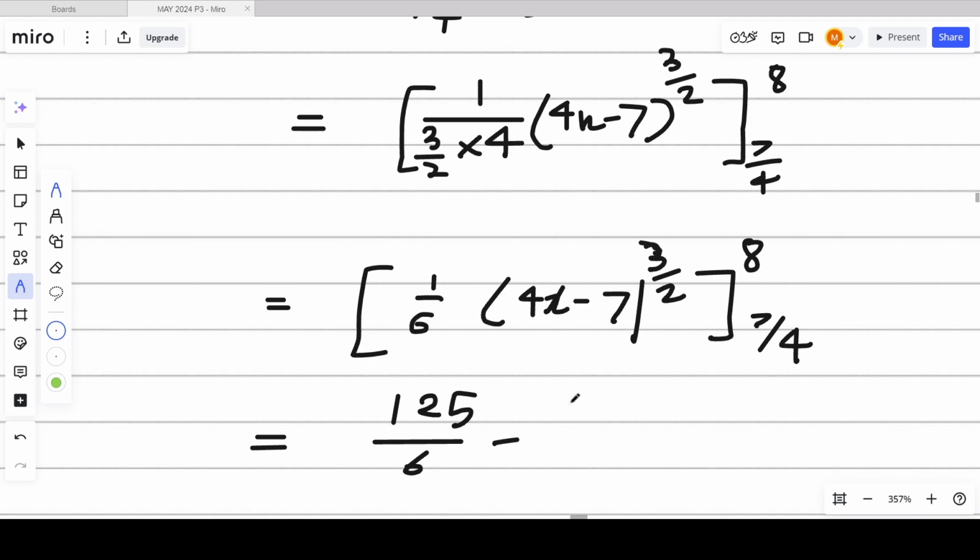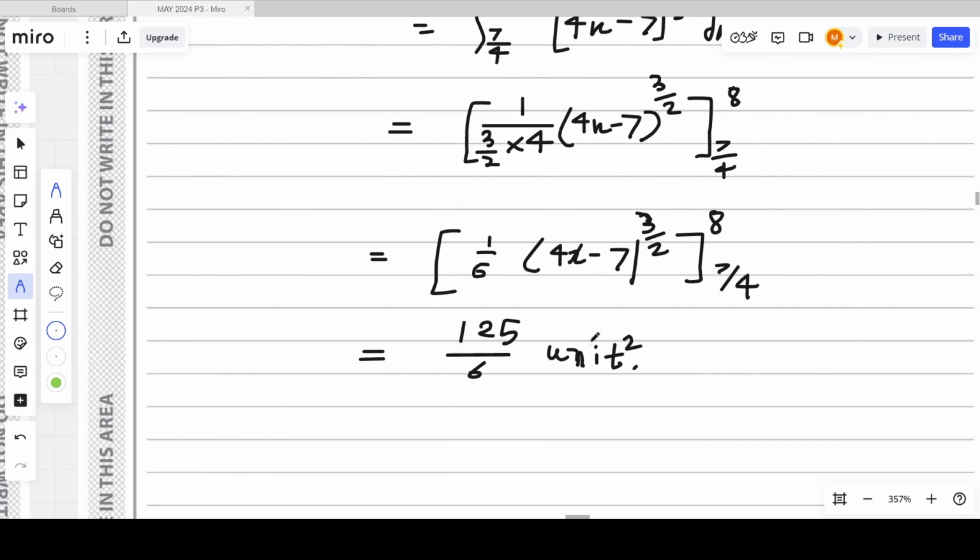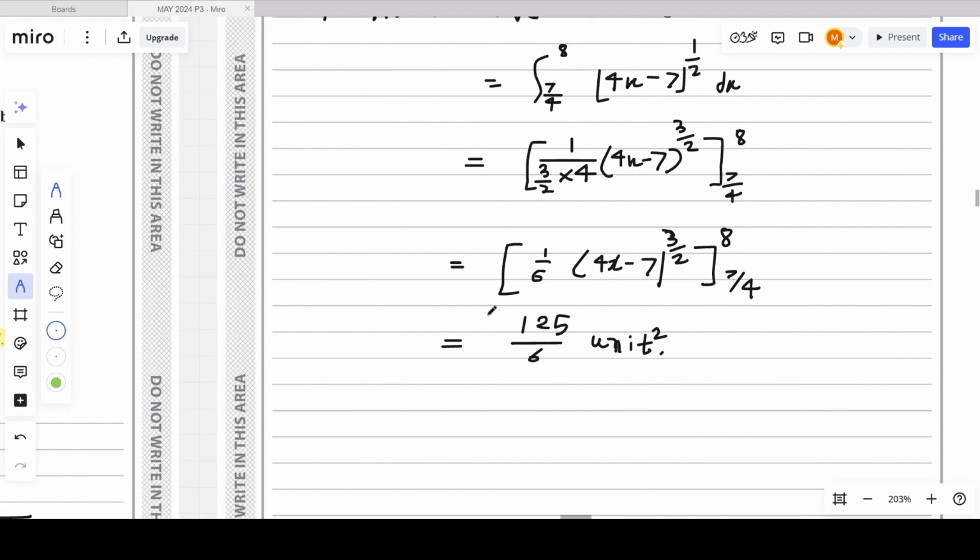So if you put 7 over 4, 4 times 7 over 4 is 7. So 7 minus 7, this is 0. So this is 0. This, that much, unit squared. That's it. So let's check. 8 times 4 is 32, minus 7 is 25. Square root of 25 is 5. 5 cubed is 125 over 6. That's fine. Okay, so we got the area under the curve.